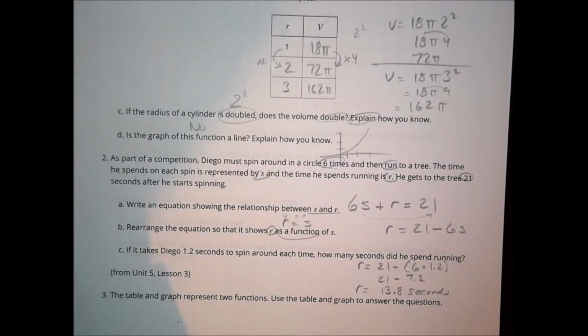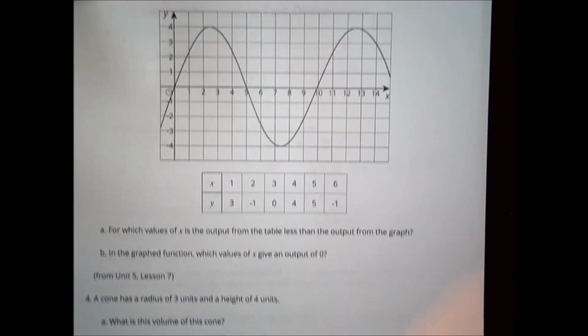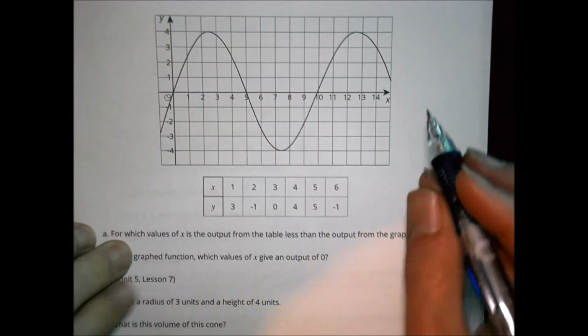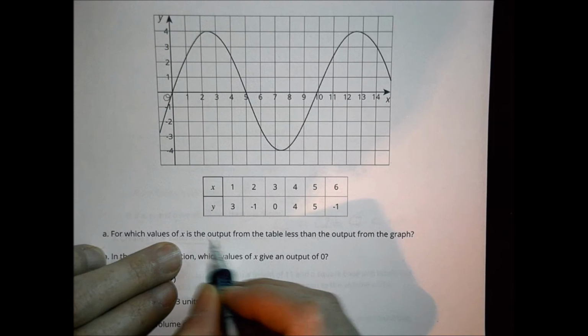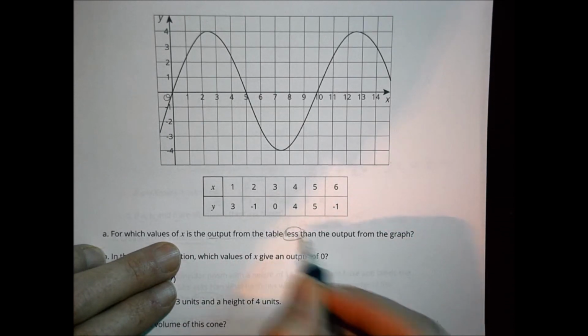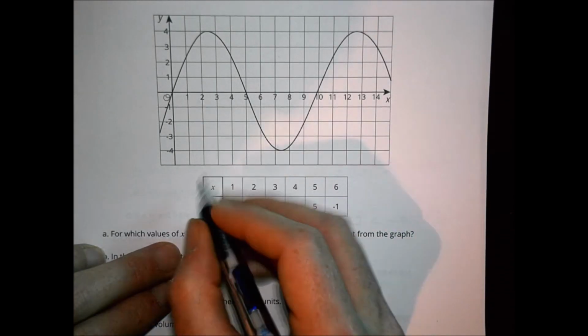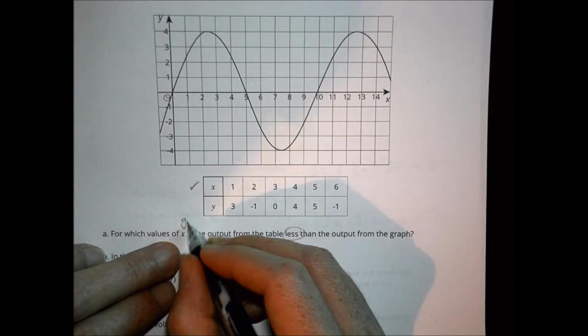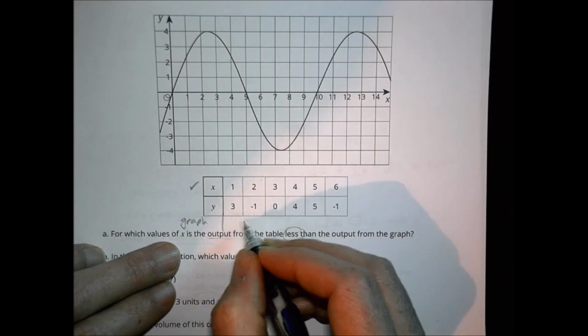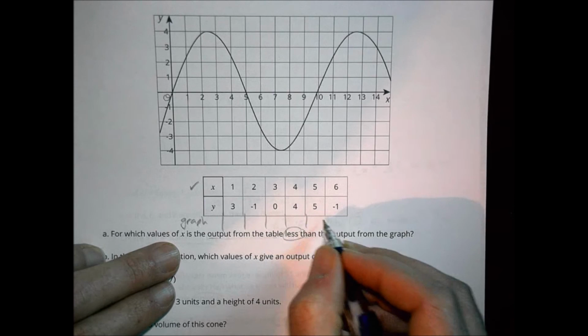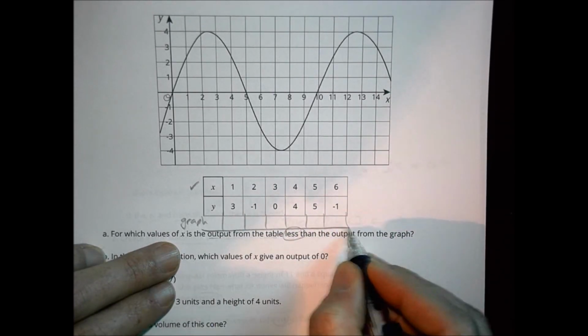The next page says the table and graph represent 2 functions. Use the table and graph to answer the questions. So there's 2 different functions here. They're not the same. We have a graph function and we have a table function. For which values of x is the output from the table less than the output from the graph? Okay, so here's our x. I'm going to just do the graph values here in a separate little part. I'm going to join them to the table, not because they're connected, but just so I can compare.